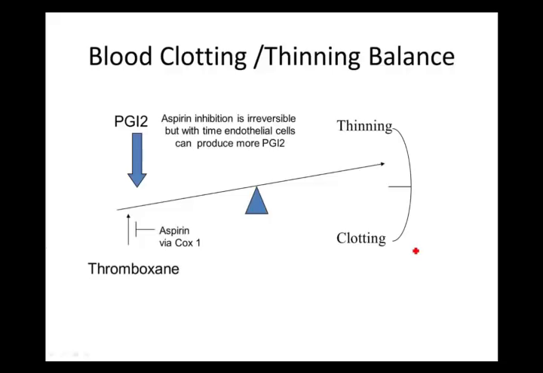We see patients that are maintained on long-term aspirin, even if they have increased prostaglandin activity, they still have inhibition of thromboxane, favoring a thinning mechanism or a thinning physiologic effect.